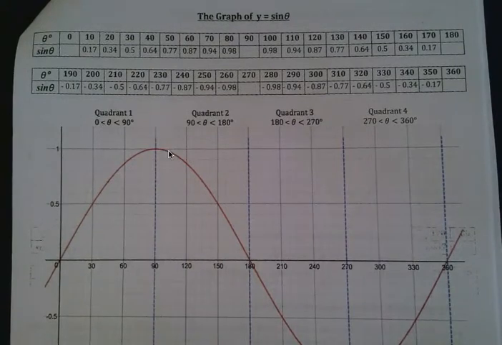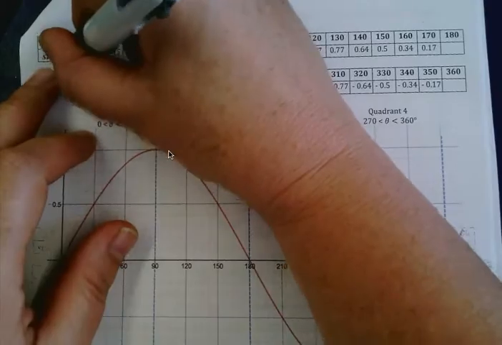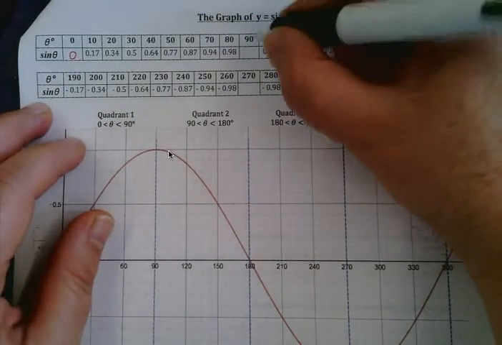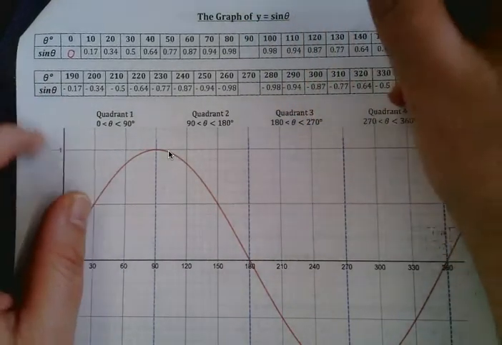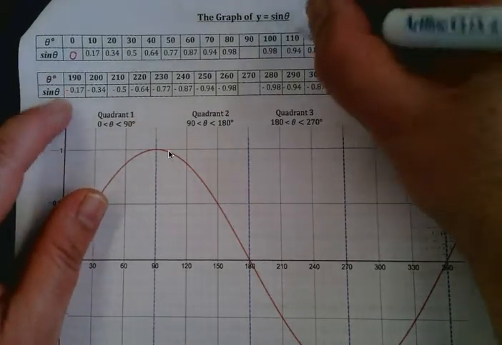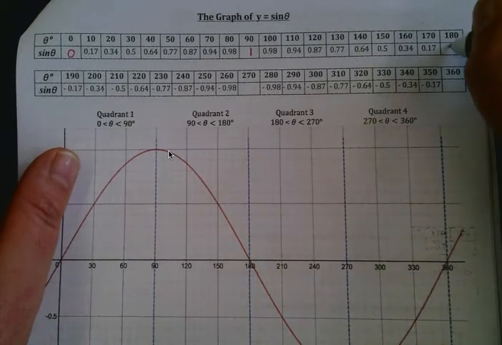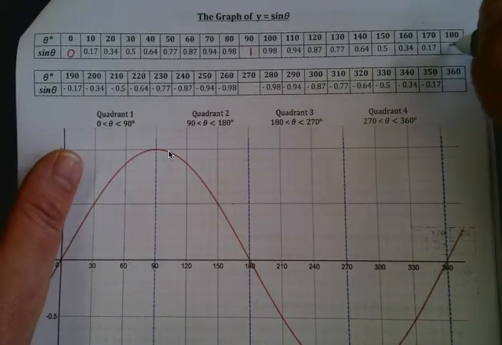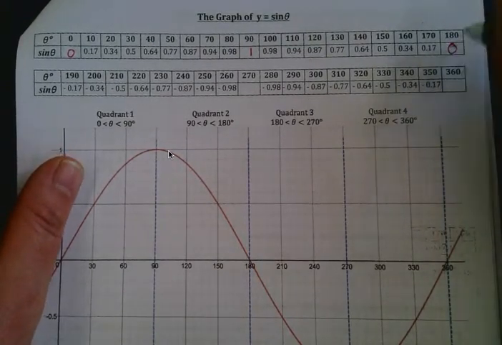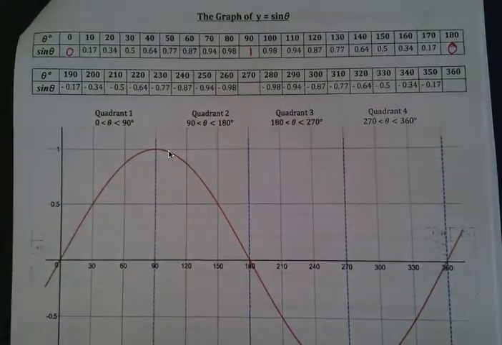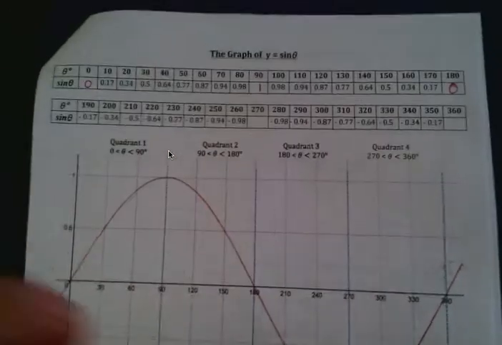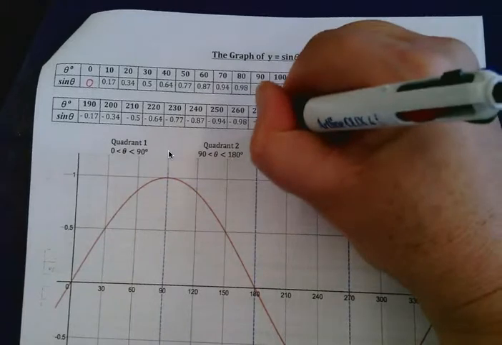Sine of 0, anyone know? If you go to your calculator, sine of 0 is 0. Sine of 90, please do some on your calc. Sine of 90 is 1. Sine of 180, 0. Just try them. Sine of 270. Go, go, go. Yep, and sine of 360.